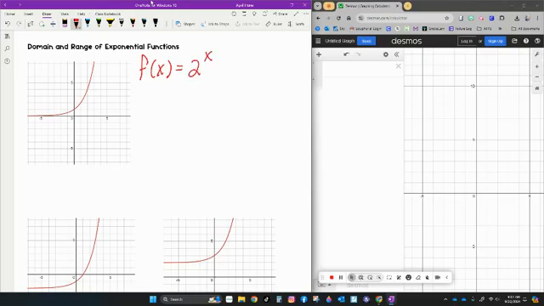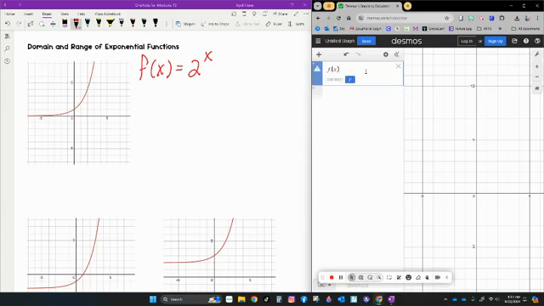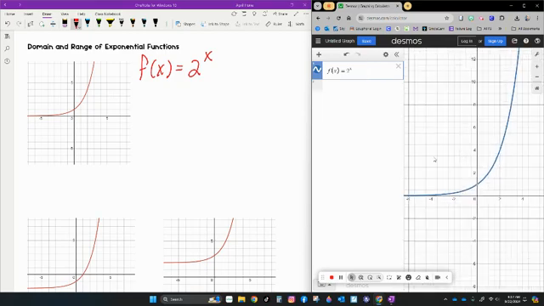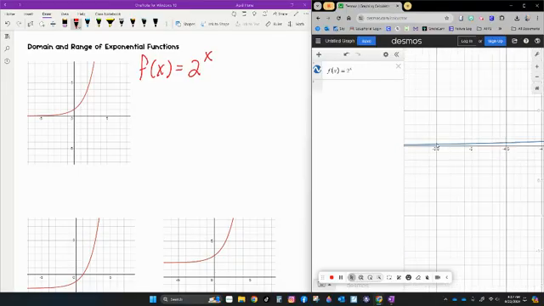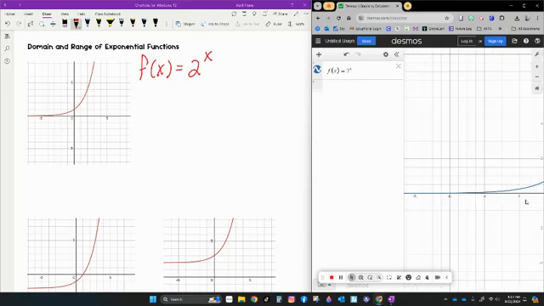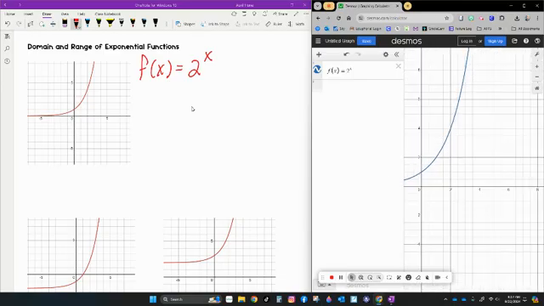And I'm even going to put it in the calculator over here. f of x equals 2 raised to the x. And the domain of these functions is always going to be infinite numbers because I can plug anything I want into that domain, and there's graph on the left side of the axis and graph on the right side of the axis. And you can even check by looking at the table.